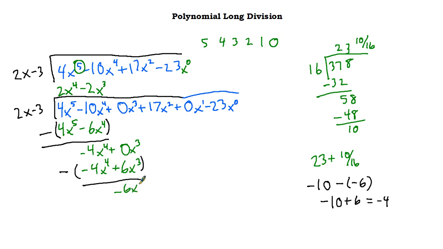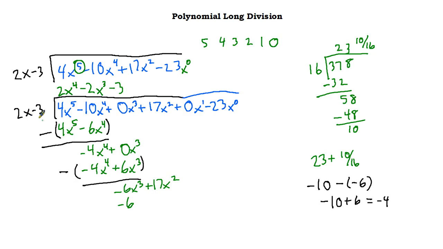negative 6x cubed. We drop down the 17x squared, plus 17x squared. And then we can go ahead and figure out what we multiply times 2x to get negative 6x cubed. So again, probably negative 3. Negative 3 times 2 gets us negative 6. Yay.